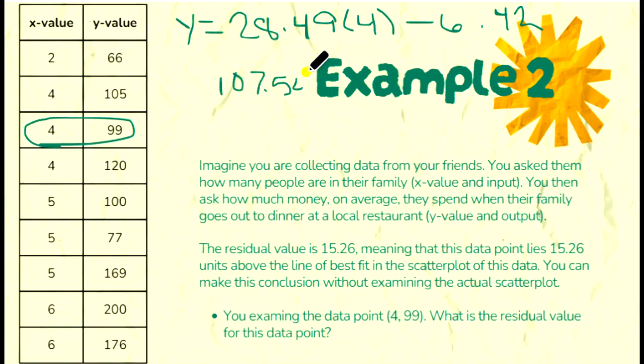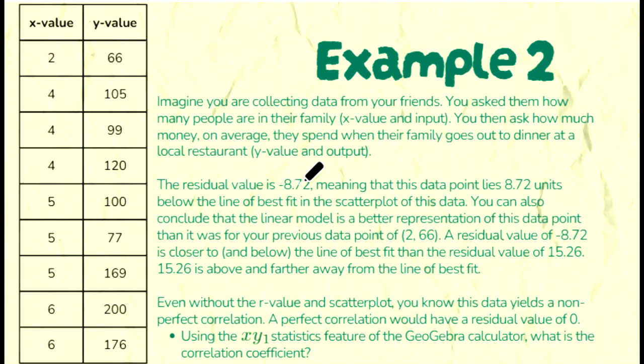107.54. Now, we have to take our estimated value and subtract our actual value to find our residual. So 107.54 minus 99 gives us 8.54. Okay. So, and they're saying 8.72, but I don't care.